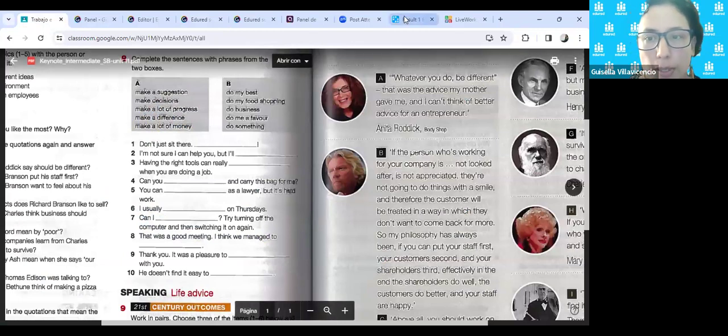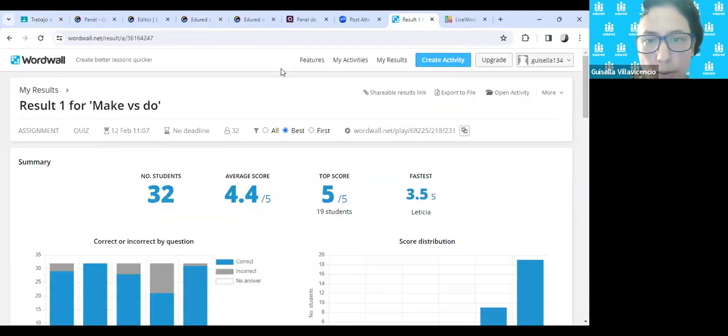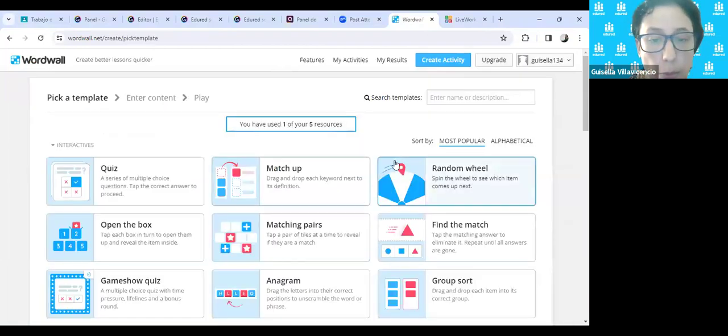¿Qué actividad podemos hacer en Wordwall? A ver, chicos, nos vamos otra vez a create activity. Pero recuerden que la que ustedes están creando, después la pueden eliminar. ¿Ok? Después lo pueden eliminar.